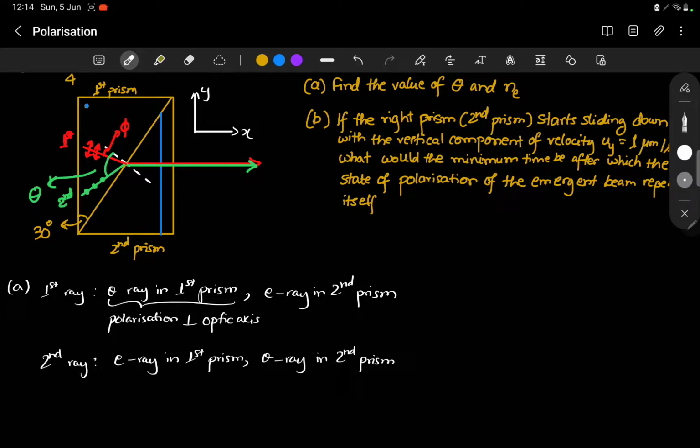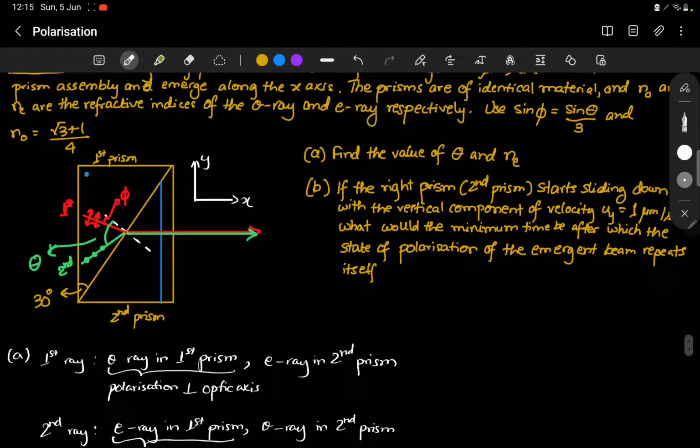Again, this is because in the first prism, for the second ray, the polarization is parallel to the optic axis, so it will be an E ray, and when it moves to the second prism, the polarization is perpendicular to the optic axis, so it will be an O ray. And also we are told that the material of these prisms is calcite, and in calcite we have the following: NO is greater than NE.